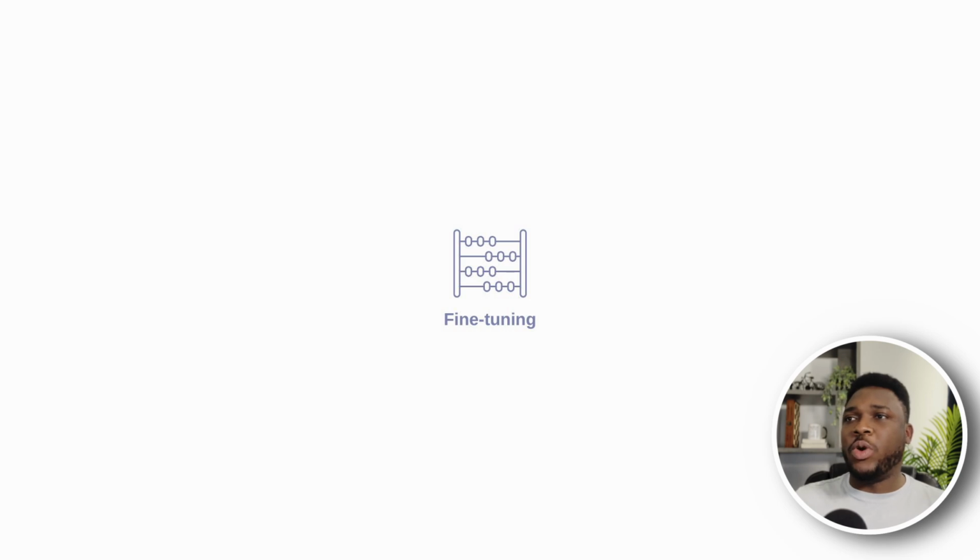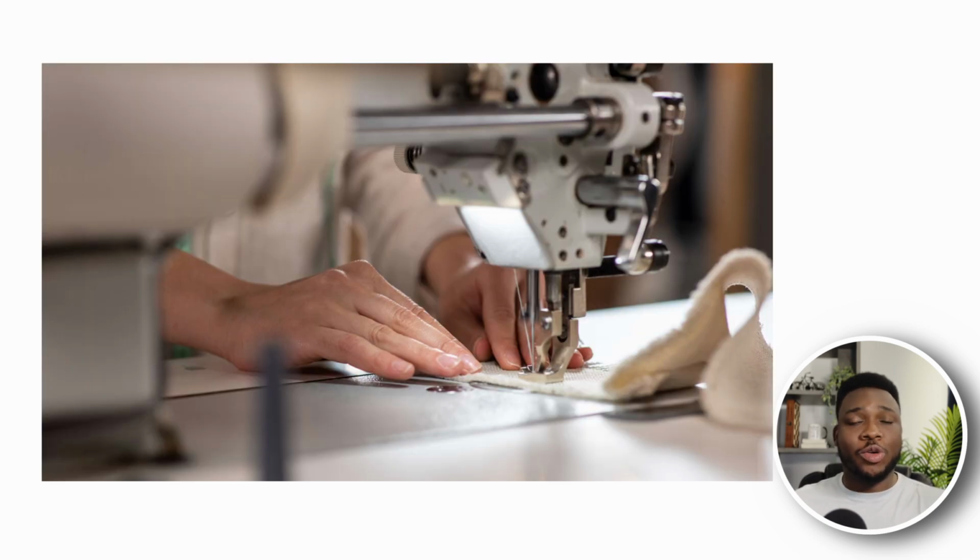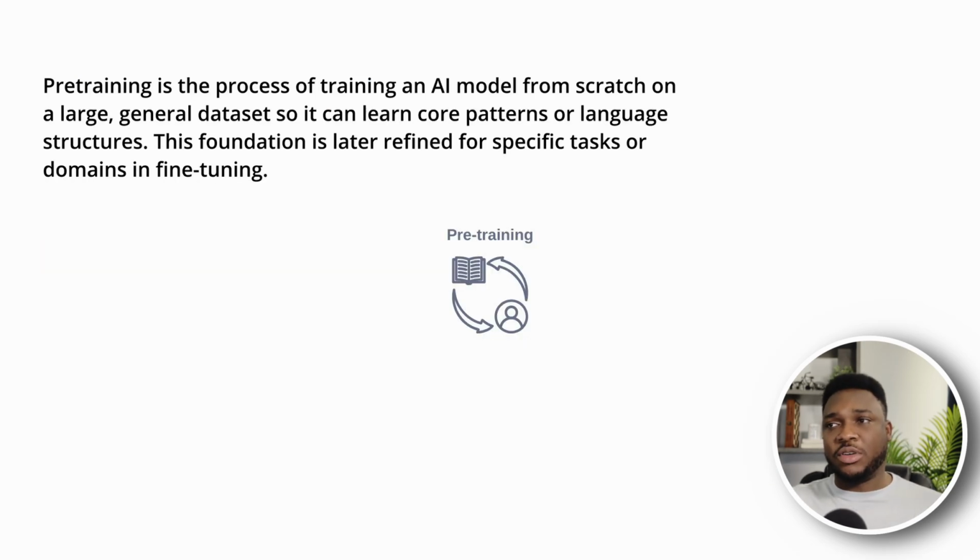And when you are done with fine-tuning, stage 4 is where we come to the more complicated part, which is pre-training. If fine-tuning is tailoring, like the anecdote I'm using, pre-training is actually designing from scratch. Now you're not making an adjustment on the clothes, you are given plain material to actually make a suit from it. Pre-training is the process of training an AI model from scratch on a large general data set so that it can learn core patterns or language structures. This foundation is later refined for specific tasks or domains in fine-tuning.